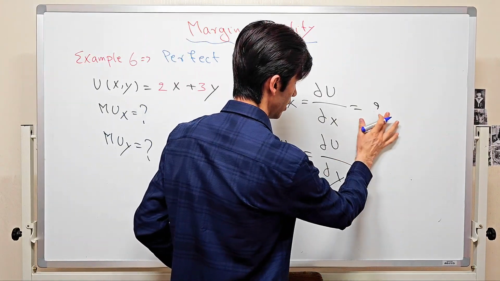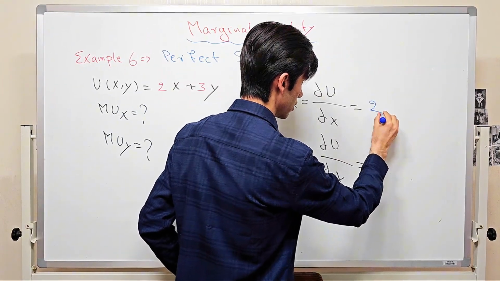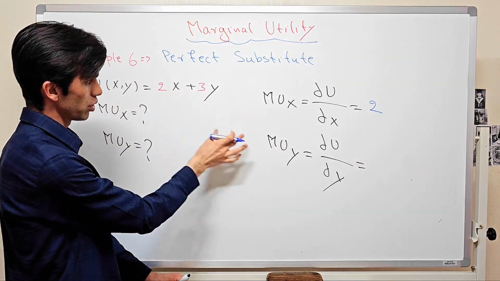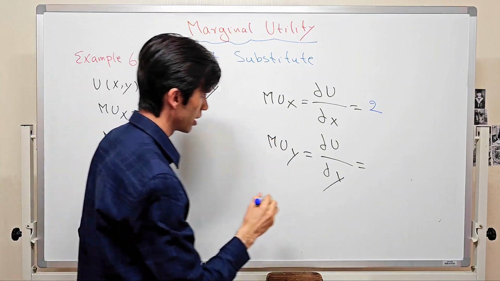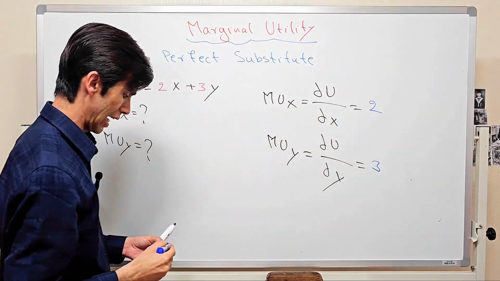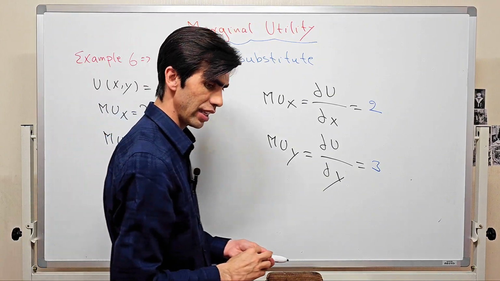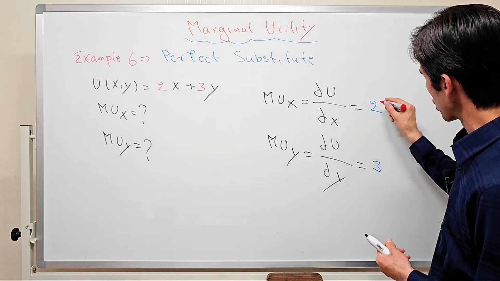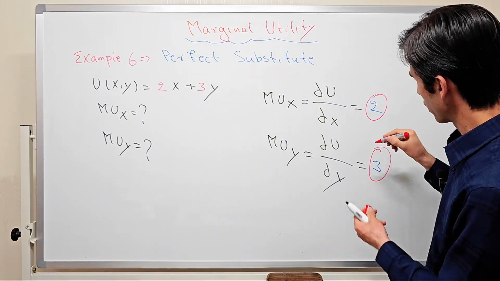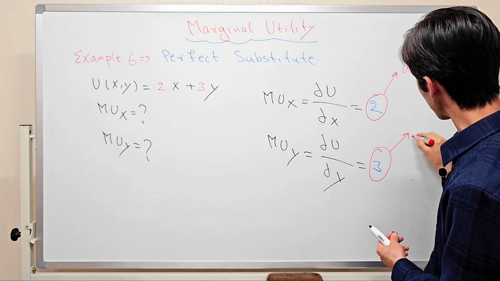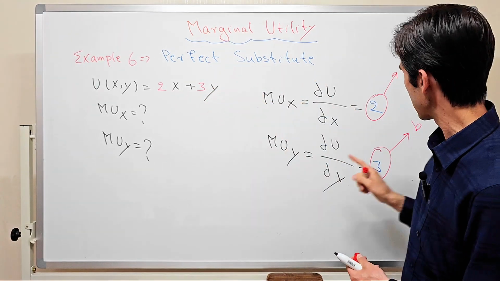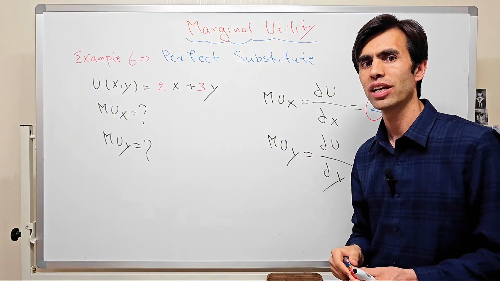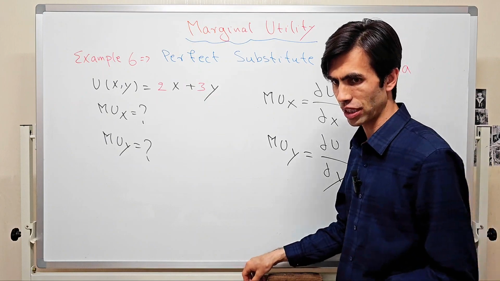Let me write it down with another color. It's simply 2. And the marginal utility of y is the partial derivative of utility with respect to y, and it's equal to 3. As you see, the marginal utility in the case of the perfect substitute utility function is a fixed number. It's just 2 and 3, where 2 is equal to a and 3 is equal to b. a is the coefficient for x and b is the coefficient for y. It's just a fixed number, and it does not depend on how much x and y we already have in a consumption bundle.